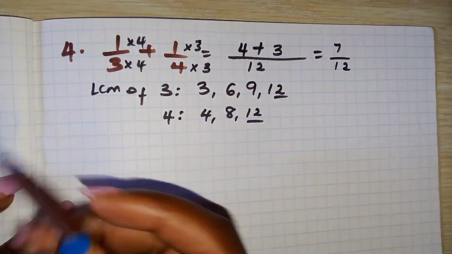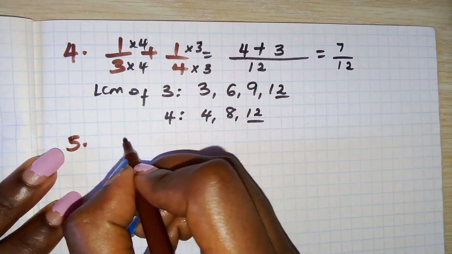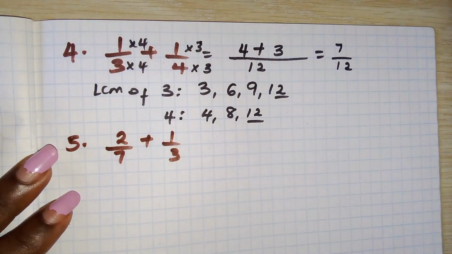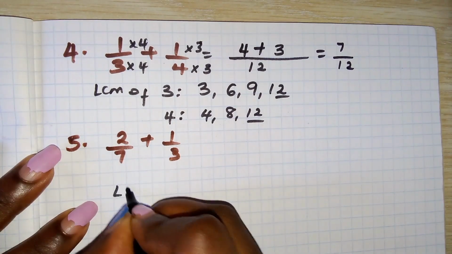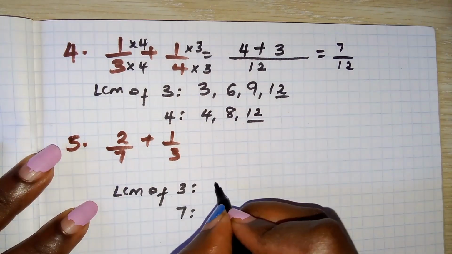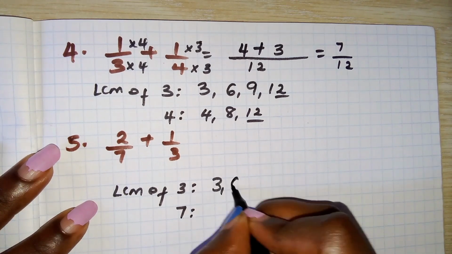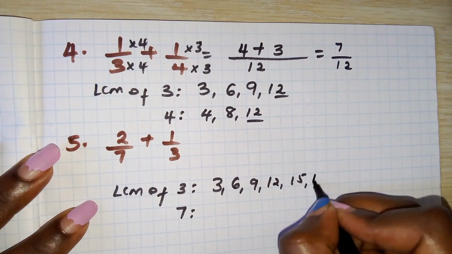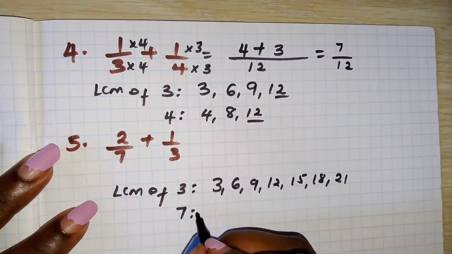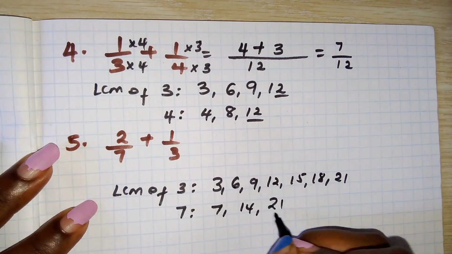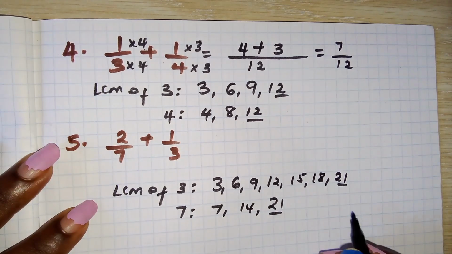Now the last one on addition, we have 2 over 7 plus 1 over 3. So we do LCM of 3 and 7. We can count on in 3: 3, 6, 9, 12, 15, 18 and 21. Counting in 7: 7, 14 and 21. So the LCM is 21.